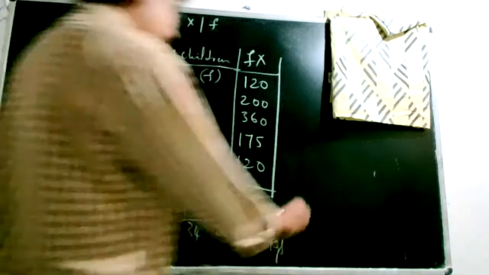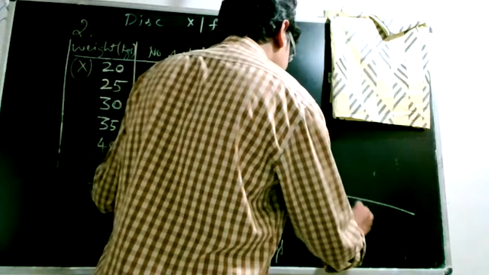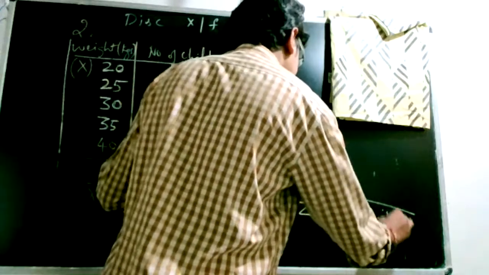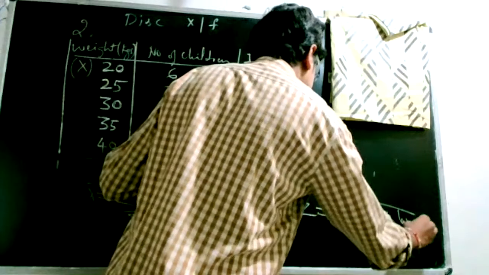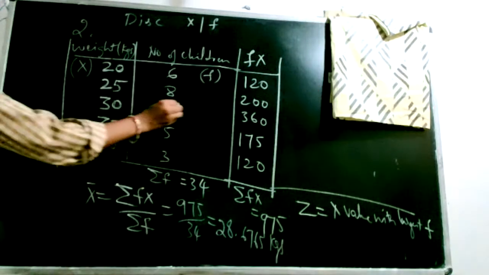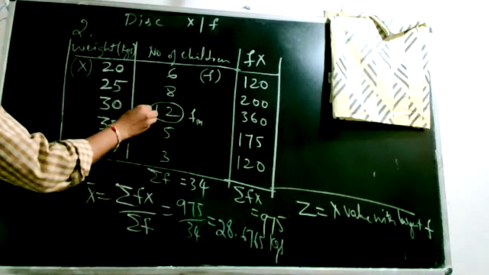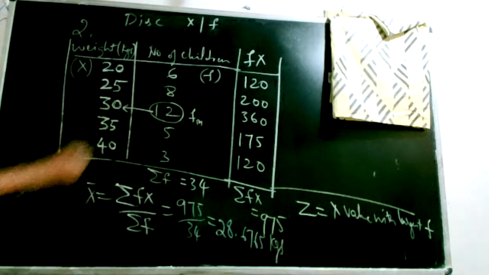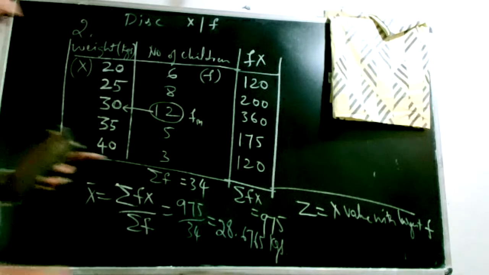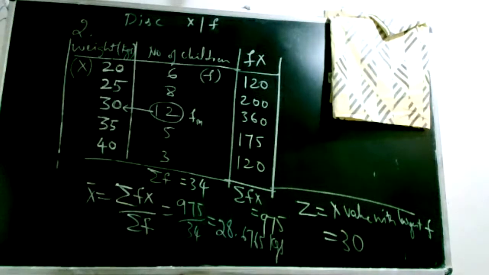And then you can define your mode. Mode is the x value with largest or the highest f. And the largest f in the data is 12. So we indicate the largest f as fm, frequency of mode, and for mode, 30 is the value. Don't write the frequency. The measures are defined for the variable.